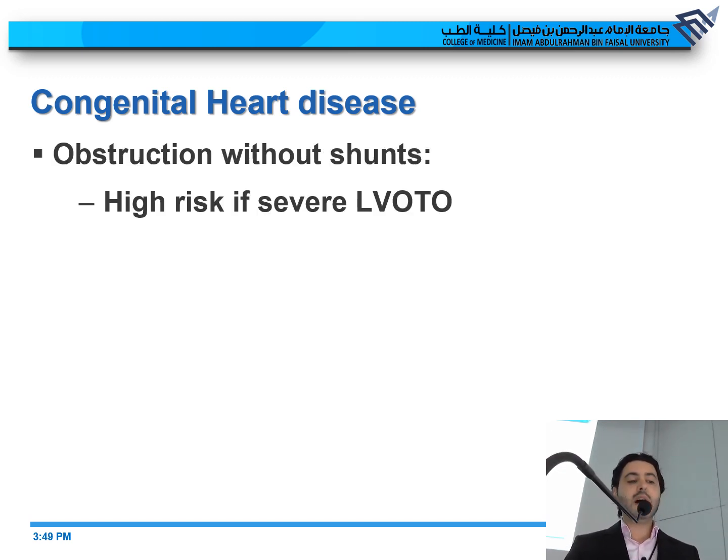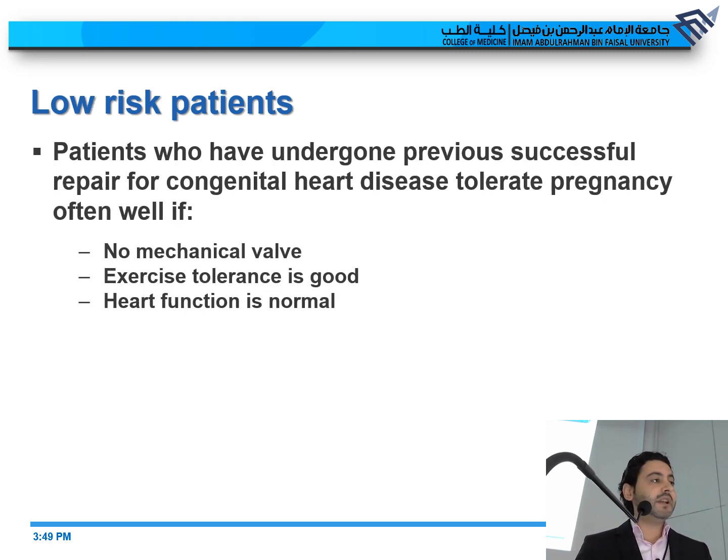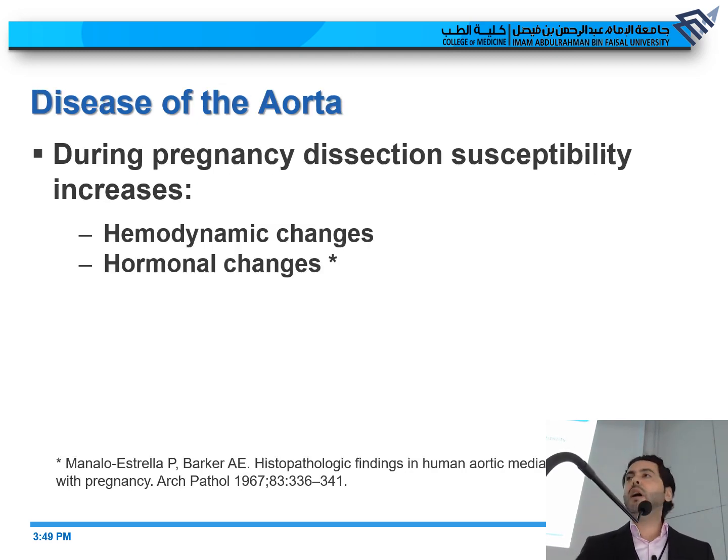Obstructive congenital heart disease is high risk for pregnancy if severe. So who's the low risk in those groups? Patients who underwent previous successful repair for congenital heart disease are at low risk. They will tolerate pregnancy well if there is no mechanical valve, exercise tolerance is good, and the heart function is normal. So they can proceed.